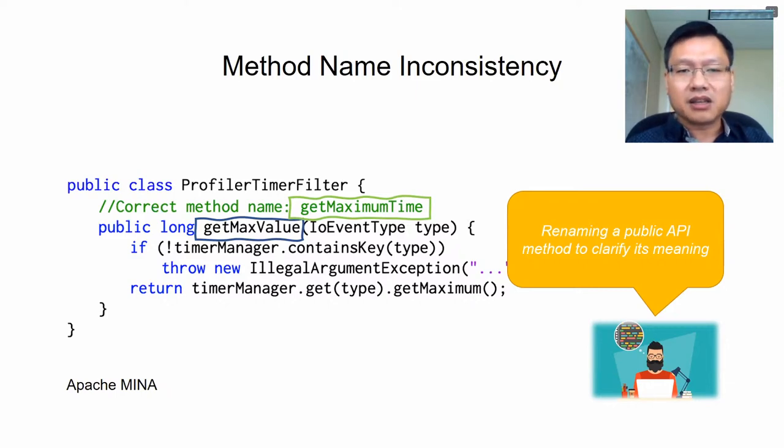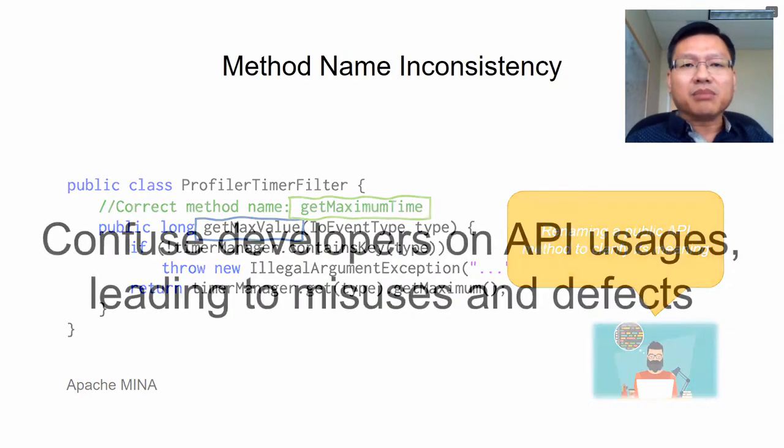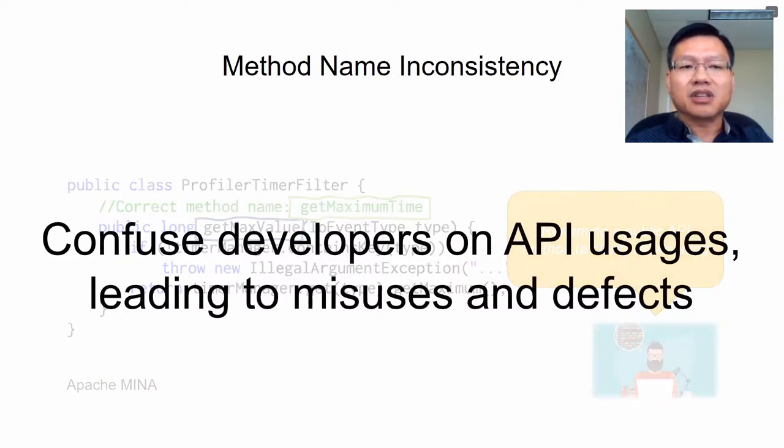Method name inconsistency not only happens in the first place where people name it, but also during software evolution, where the code deviates from the functionality and then deviates from the name of the method itself. Because of this method name inconsistency, developers could be confused on how to correctly use the libraries and APIs, leading to misuse and defects that are reported by many other developers.